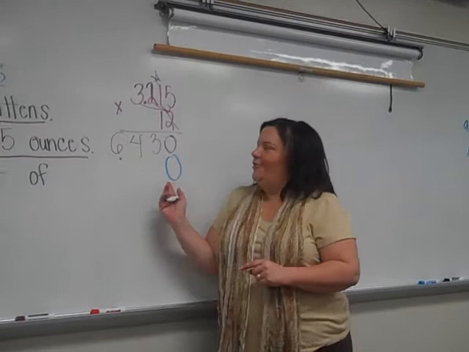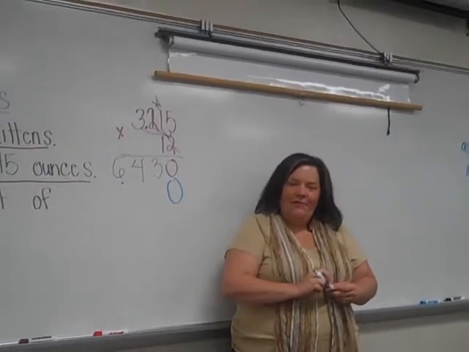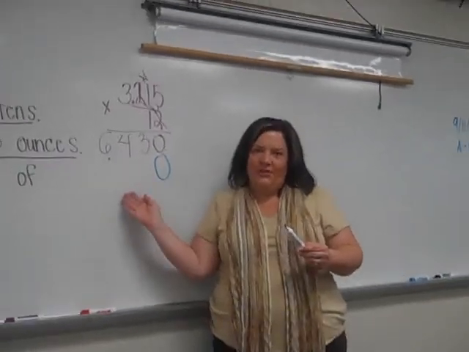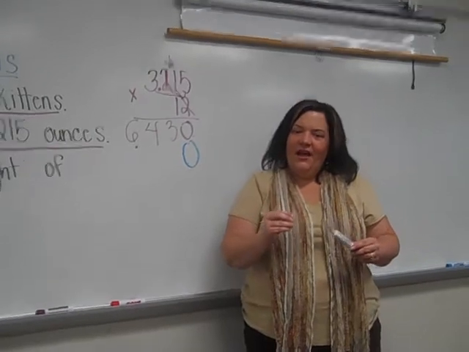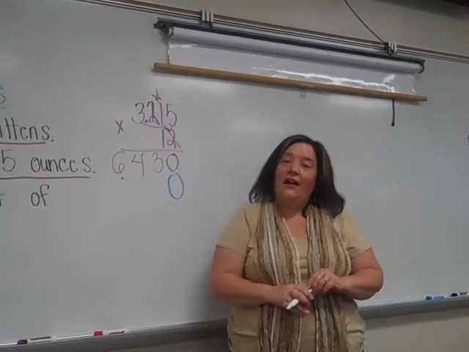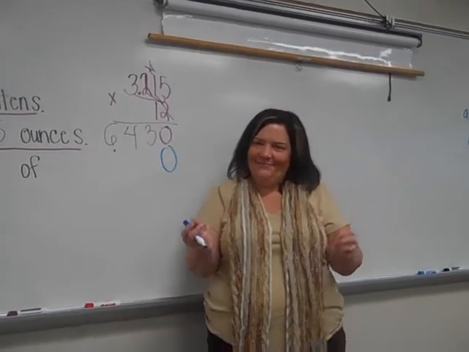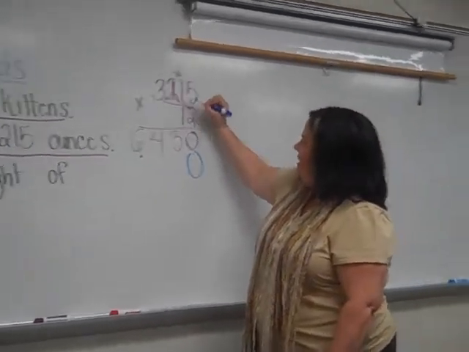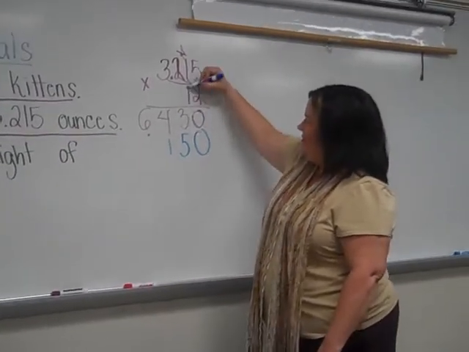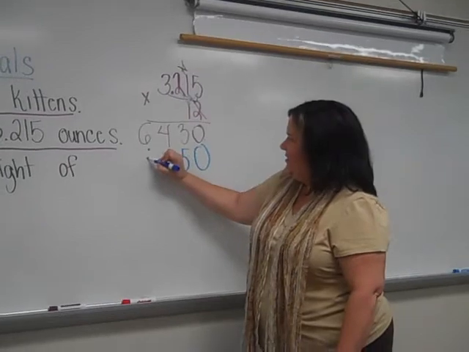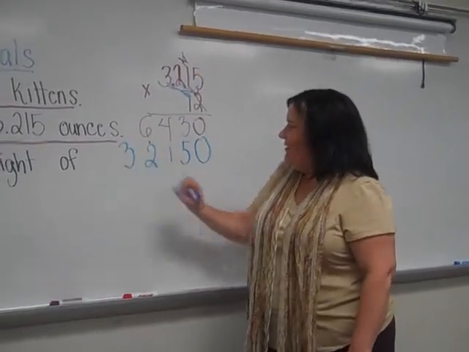I also changed colors. So I know, children, that you have colored pencils. If you would like to change colors as we're multiplying that second digit, for your homework, that's fine with me. Color coding steps is very brain friendly. So 1 times 5 is 5. 1 times 1 is 1. 1 times 2 is 2. And then 1 times 3 is 3.